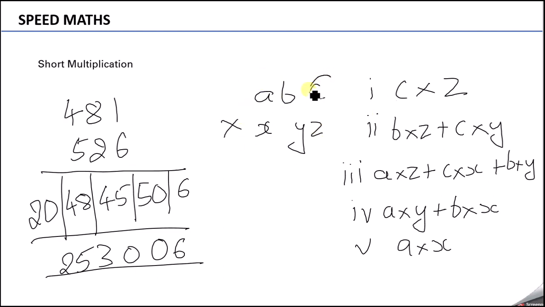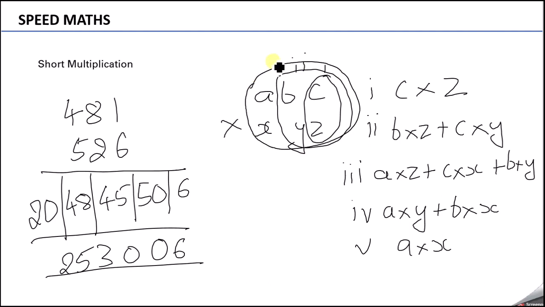So this is your first, then you will go to this, then you will move to this third, then you will move to this, and the last one is this.